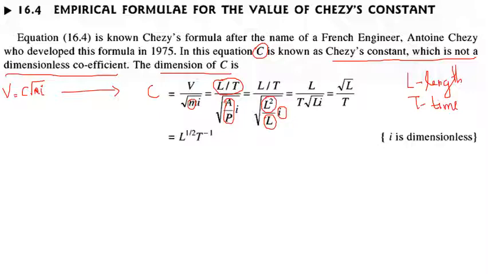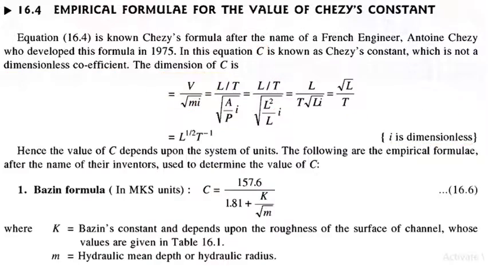So this equation can be simplified as L/T divided by the square root of L, where I is removed because I is dimensionless. So C has dimensions L raised to 1/2 into T raised to minus 1. We know that the value of C depends on the system of units. To find the value of C, there are many empirical formulas.